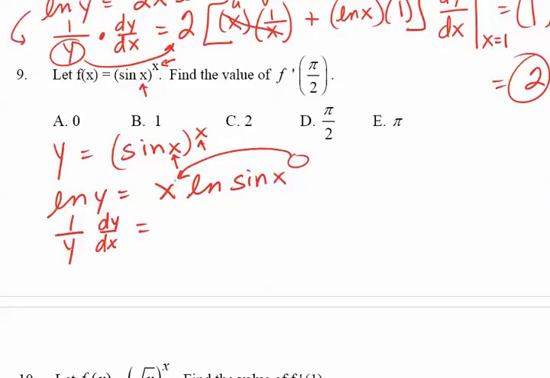equals, and then here was our product rule. Remember, we did the x as the u function, and this natural log as v. So we've got u times, and then we got to do our v prime. The derivative of natural log is 1 over the glob, times then the chain rule on the glob.